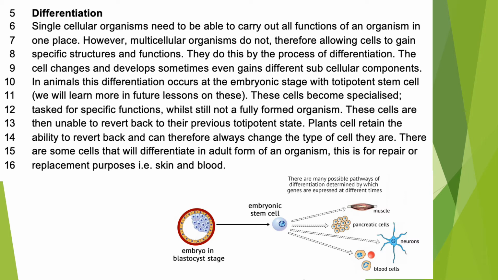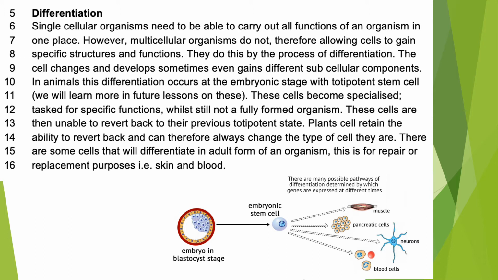Right. So the first thing we're going to look at is differentiation, okay? So first we're going to talk about the actual terms, differentiation and specialization. And then we're going to go into specifics about where you can see it in animals and plants, okay? All right, so let's start off by reading here. Single cellular organisms need to be able to carry out all functions of an organism in one place. Makes sense. If you think about a bacteria, it's a single cell organism. So all of the functions need to be carried out inside the bacteria cell. But multicellular organisms do not, therefore allowing cells to gain specific structures and functions.